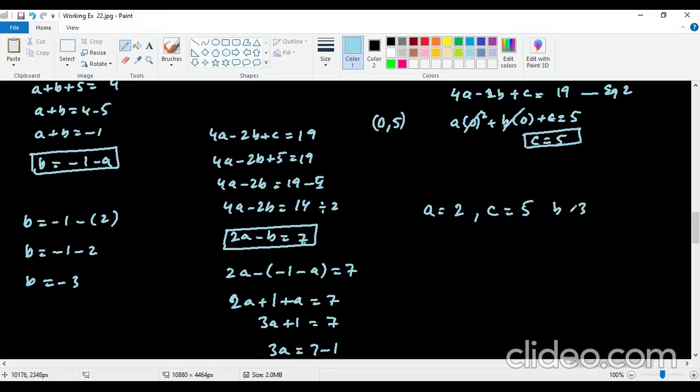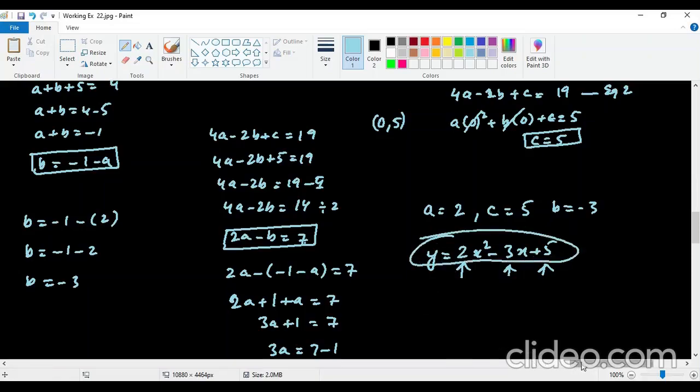So the value of b is negative 3. Now how will I put the equation? I will write 2x square minus 3x plus 5. This is the value of a, this is the value of b, and this is the value of c. So this is the required equation for this question.